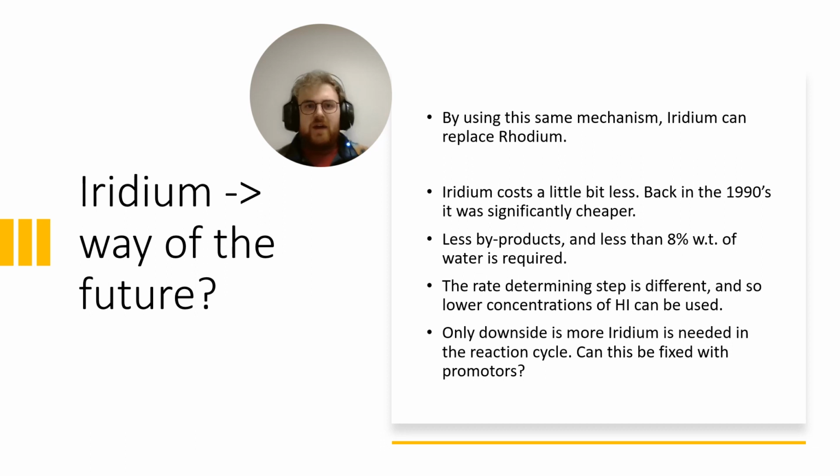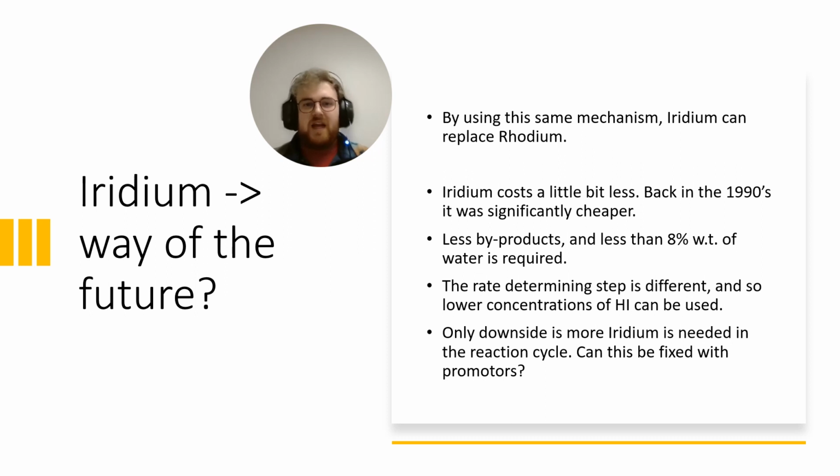So lastly, I want to end off by bringing up an alternative to this complex. Is iridium the way of the future when it comes to acetic acid production? Iridium can basically replace rhodium in the catalyst cycle. The entire cycle pretty much stays the same, except the only difference is that iridium is replacing rhodium in the metal center. Back in the 1990s, iridium cost significantly less than rhodium, and although it is getting close to being just as expensive now, it's still cheaper than rhodium.